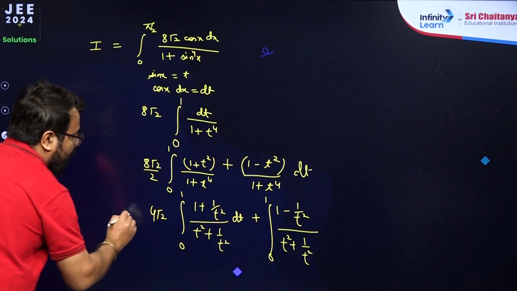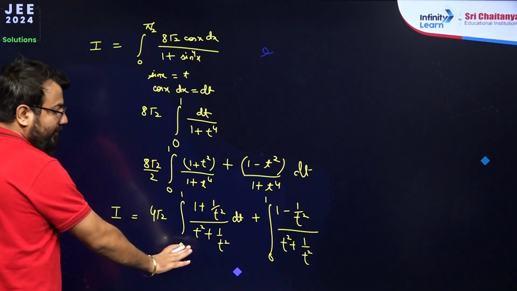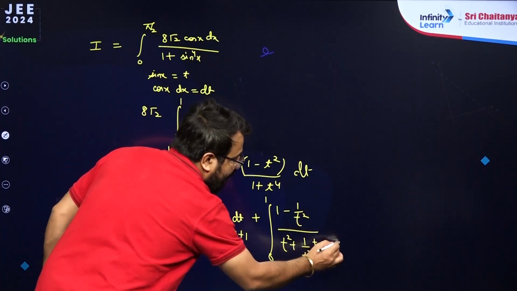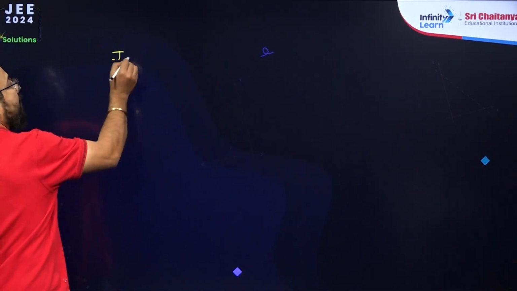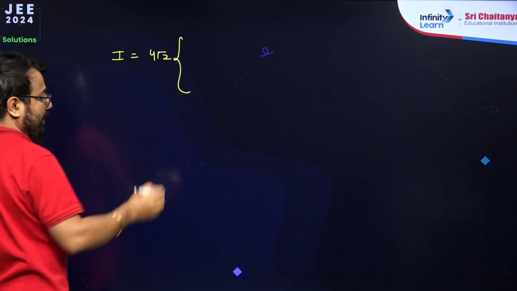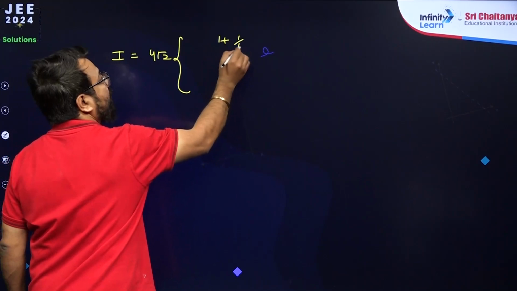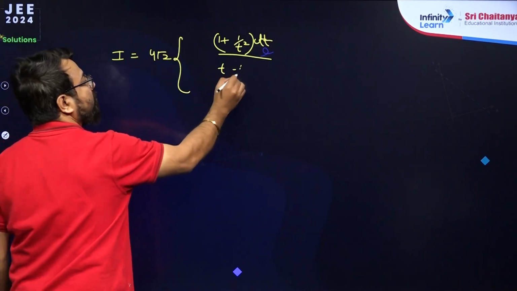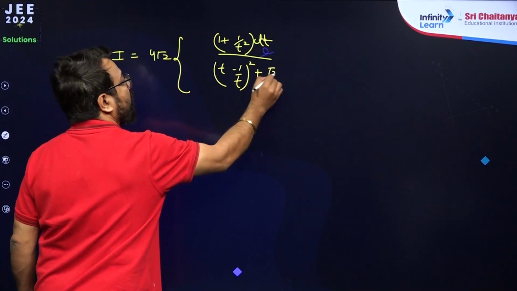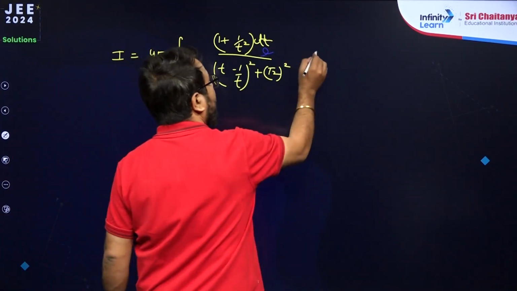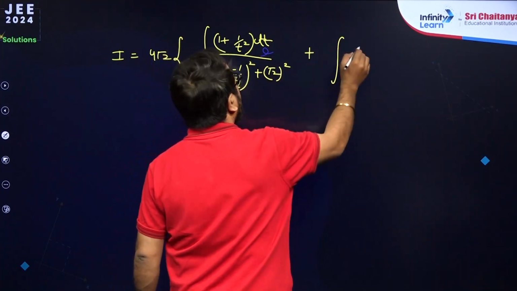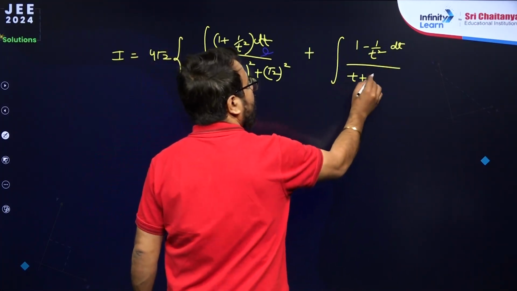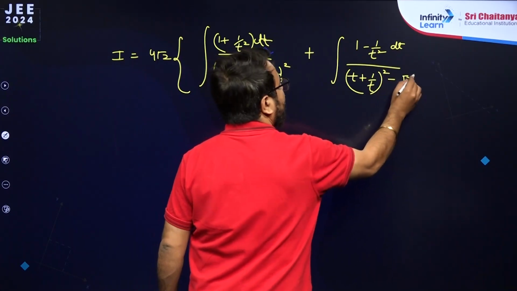Here we have 4 root 2, and in the left hand side we have I. Then we can say that if I add minus 2 and add plus 2, then in the next step I will be written as 4 root 2 times, integral of 1 plus 1 by t square dt whole divided by (t minus 1 by t) whole square plus root 2 square. Alright, and then here it will be integration of 1 minus 1 by t square dt whole divided by (t plus 1 by t) whole square minus root 2 square.